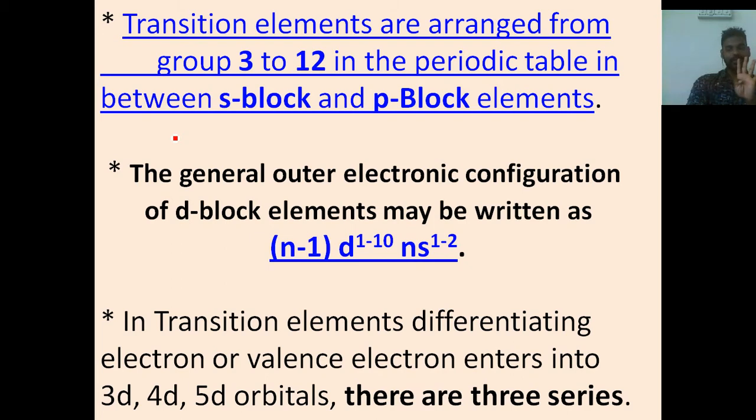Normally 4d block elements are there, but we are considering only 3d, 4d, 5d orbital or series elements as transition elements, because in the 6d most of them have the radioactive character. So we are considering 3d, 4d, 5d as transition elements.